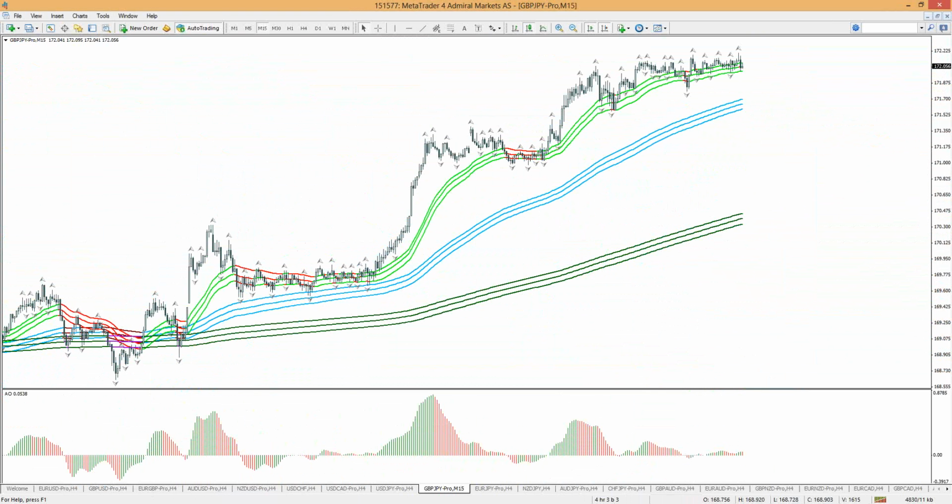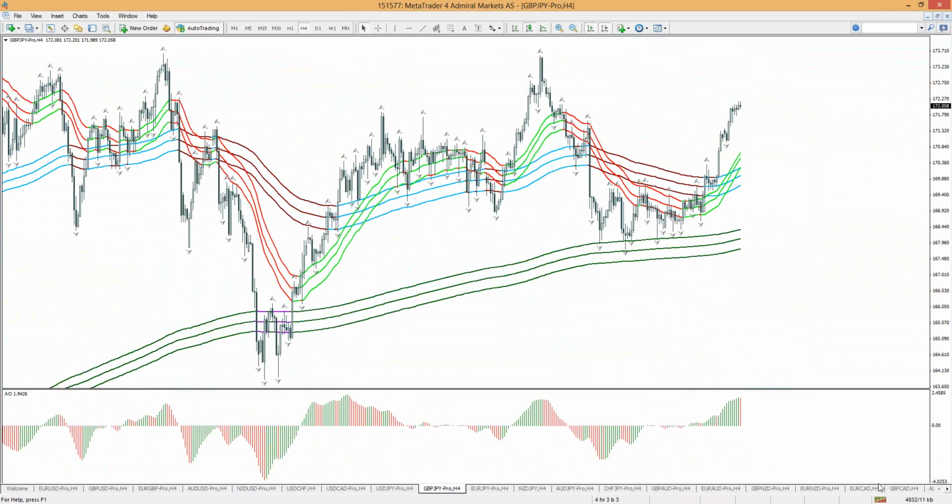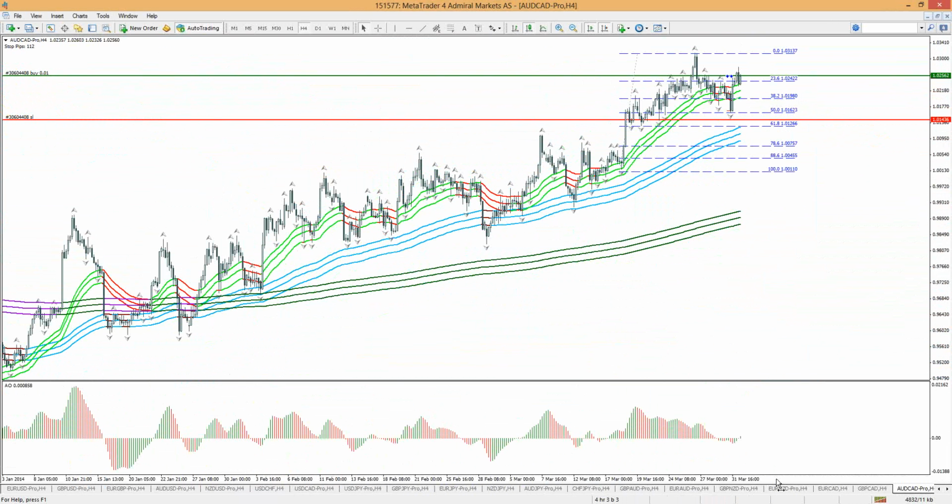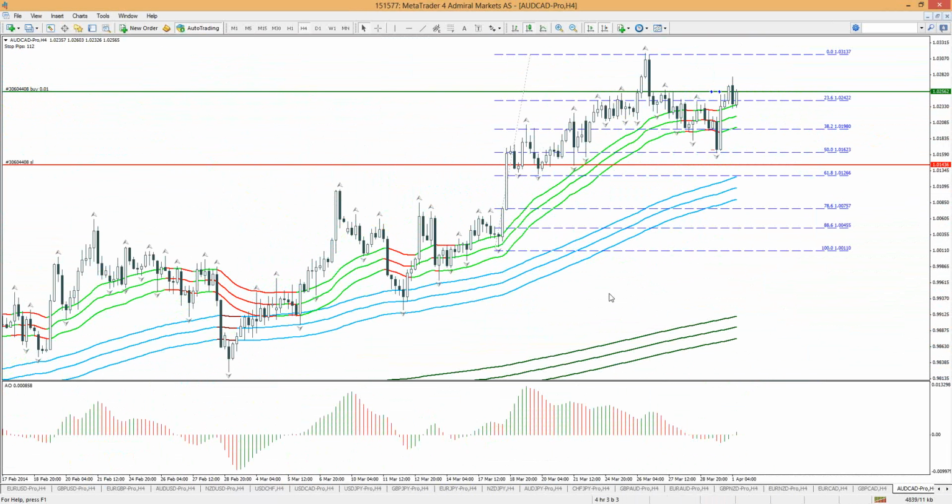From a swing trade perspective, I like the Aussie versus CAD at the moment. And the reason why I like it is as follows. We have a good trend. Why is that? Because price is obviously above the short-term moving averages, the short-term moving averages are above the intermediate, and the intermediate is above the long-terms. Everything is aligned. Furthermore, we have good space between those moving averages.